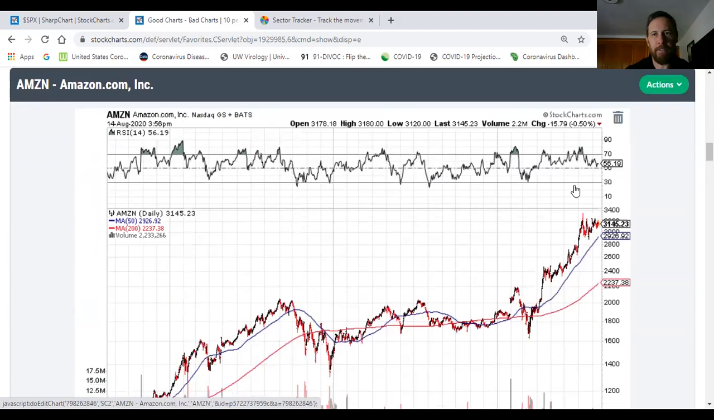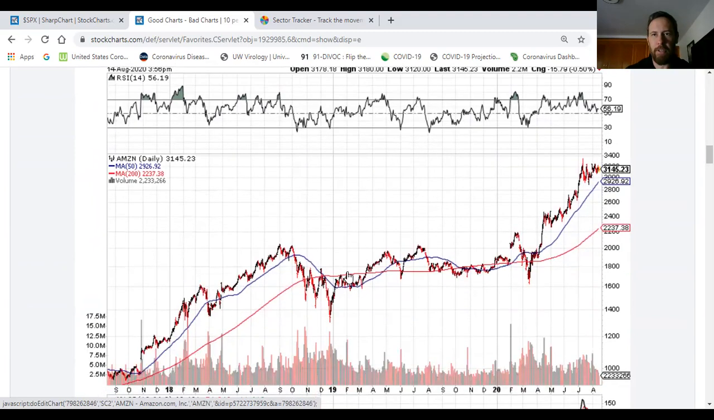Going down here, here's everyone's darling. This is Amazon, largest company in the world, and again, it's not as stretched relative to its 50 days. This is actually kind of a better entry into what is the bull market chart of all bull market charts. There's nothing on this chart that would suggest that this company's going to have a rough time in the future.